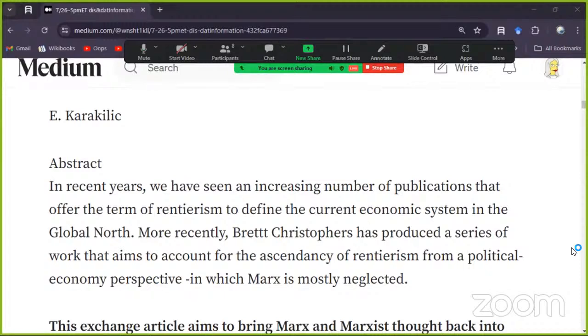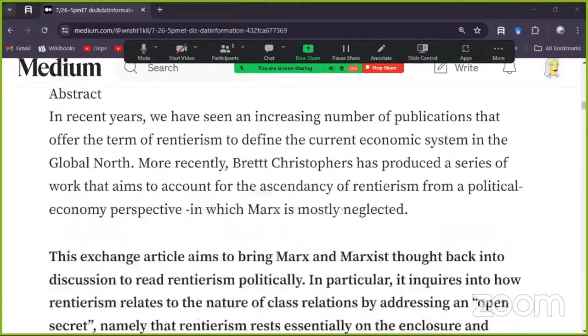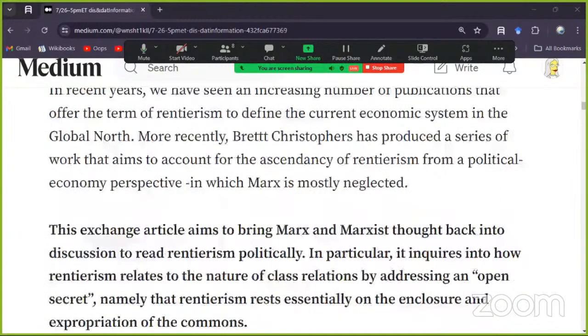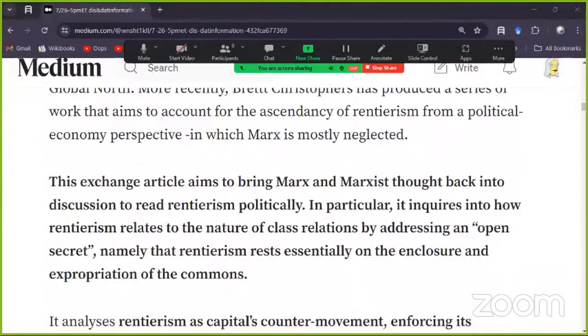In recent years, we've seen an increasing number of publications that offer the term rentierism to define the current economic system in the global north. More recently, Brett Christophers has produced a series of work that aims to account for the ascendancy of rentierism from a political economy perspective in which Marx is mostly neglected. This Exchange article aims to bring Marx and Marxist thought back into discussion to read rentierism politically.